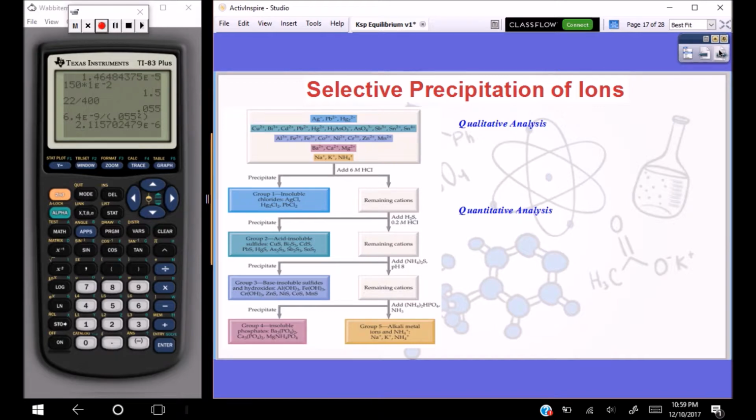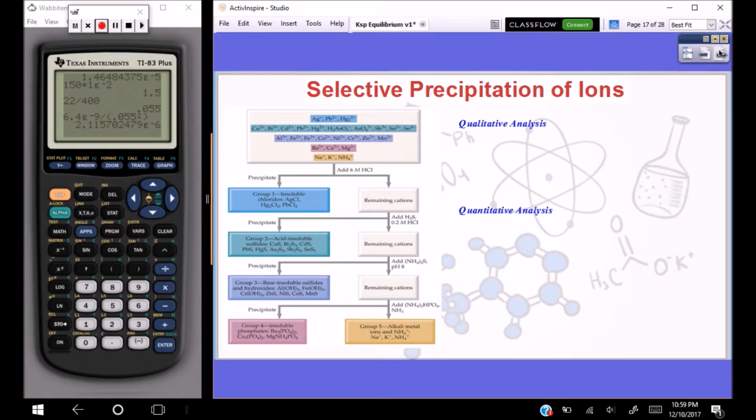So there's a couple things we need to know. We need to know the common ion effect that we talked about in the last video. We need to know the effect of pH, the effect of different solvents. So essentially what a qualitative analysis scheme allows you to do is to separate all of your ions.